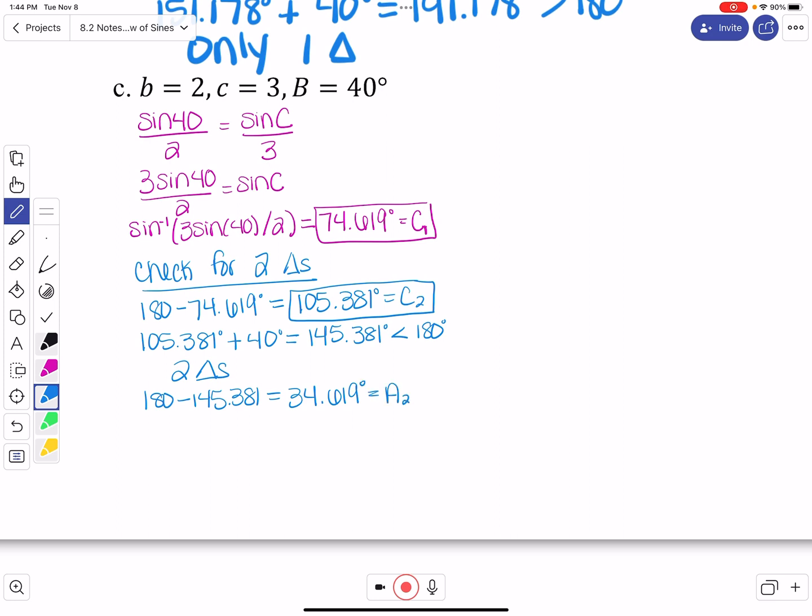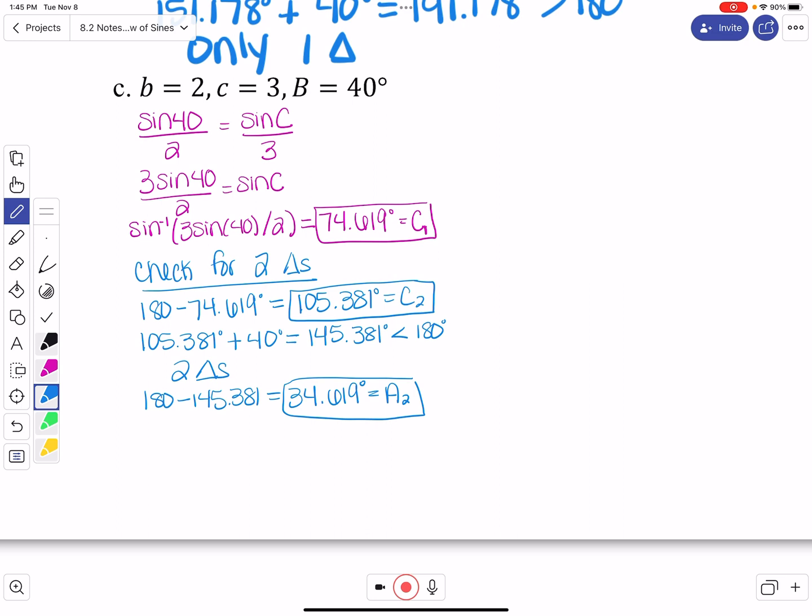So that's my A2. Or you could go back and do 180 minus 105.381 minus 40. That would also give you 34.619. So those are my two angles for that second triangle. I also need to find the third side. Now, both of these triangles are going to share the given information. So b equals 2, c equals 3, and big B equals 40. That is shared. That information is the same for both triangles.